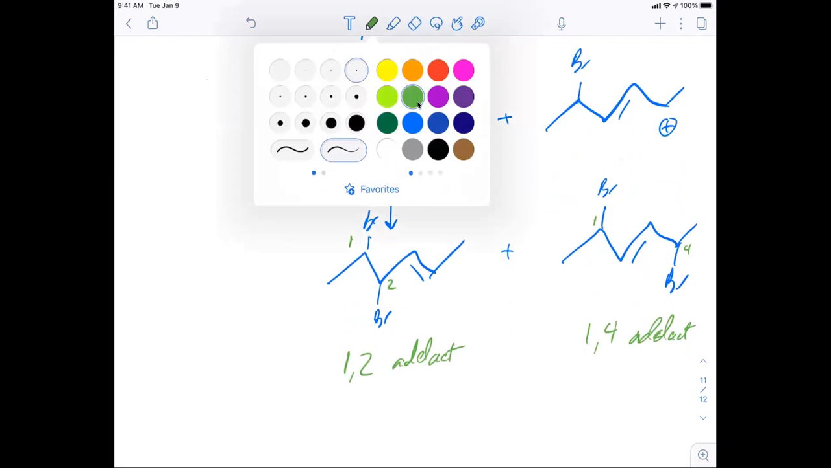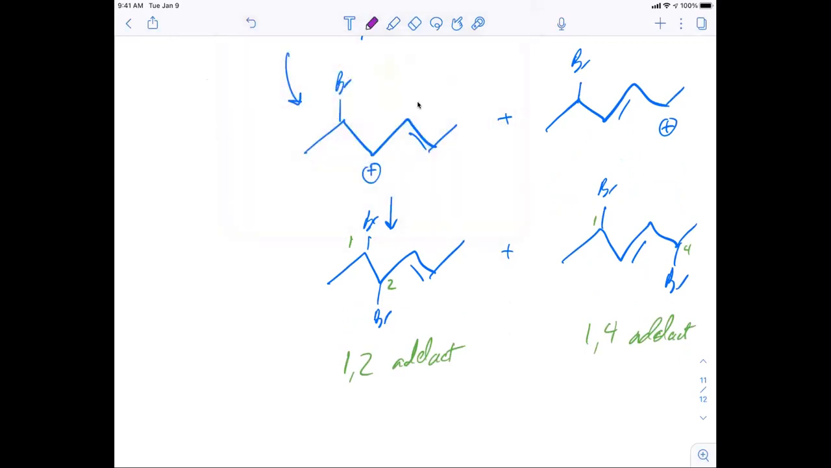Okay. So now which one is kinetic? Kinetic is the fast one. The fast one is driven by the lowest energy of activation. The lowest energy of activation is the one that had the proximity. So that one's this one, right? Which one is our thermodynamic?